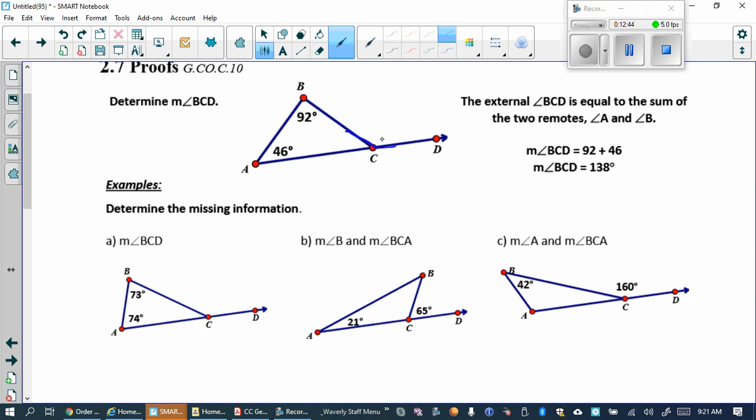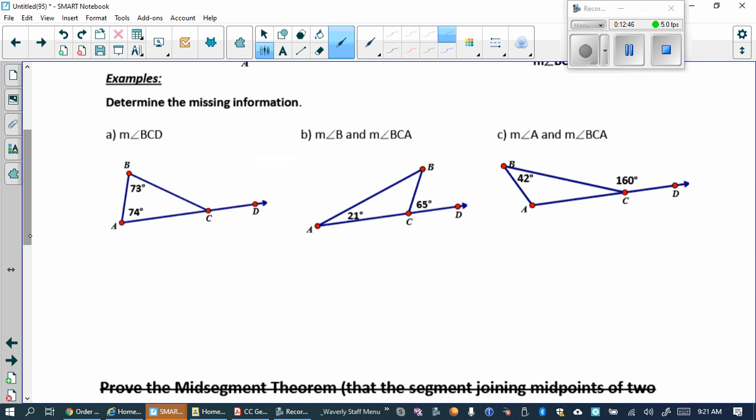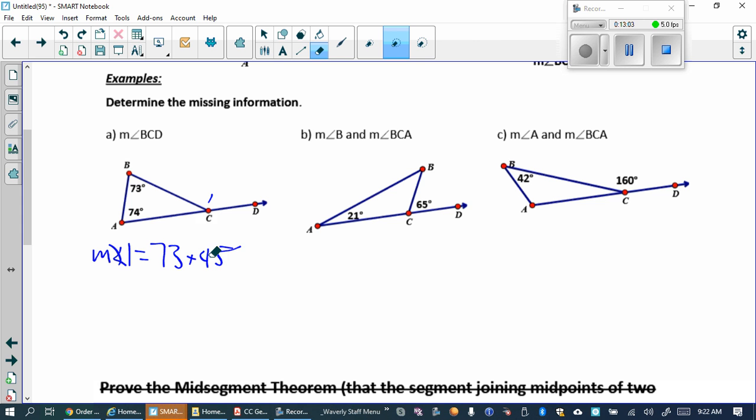Okay, so why don't you guys take a minute, and I want you to work on these three here. I'm going to call it angle 1 here. So measure, less writing. What did you do?